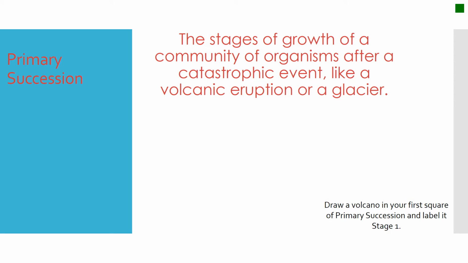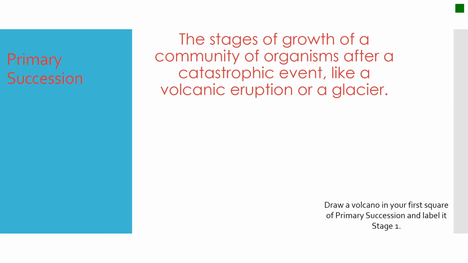So in the very first panel, that very first square, go ahead and label it stage 1. You're going to draw a volcano, a volcanic eruption specifically, so make sure you got some nice lava coming out the top of it. All right, and now we're going to be talking about primary succession. That is all 4 of these stages. That is what we call succession.